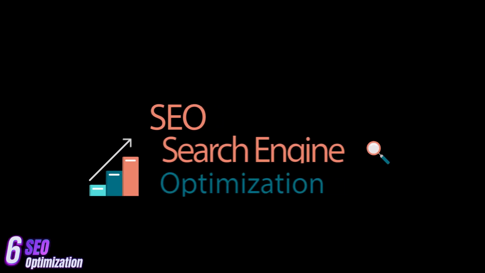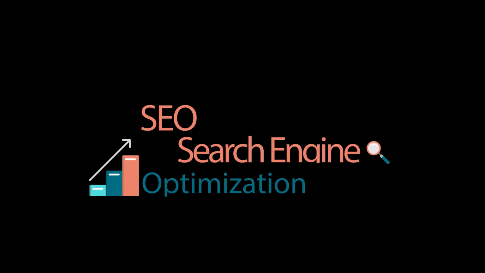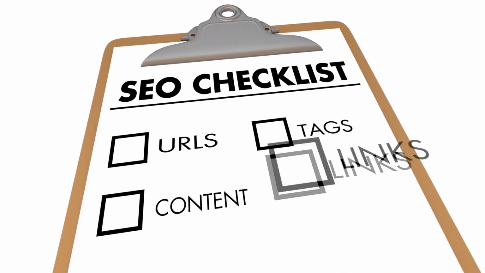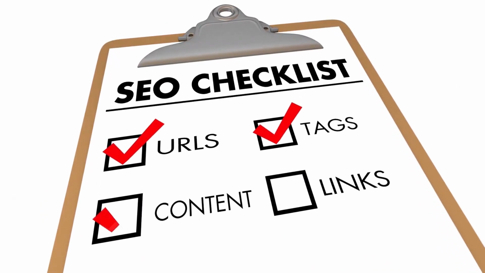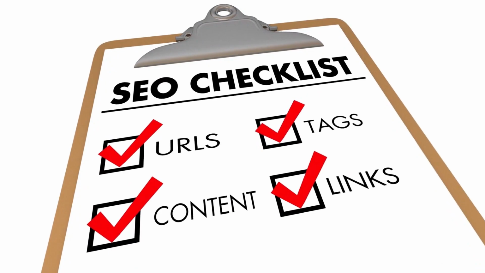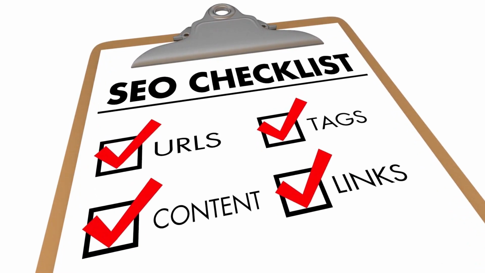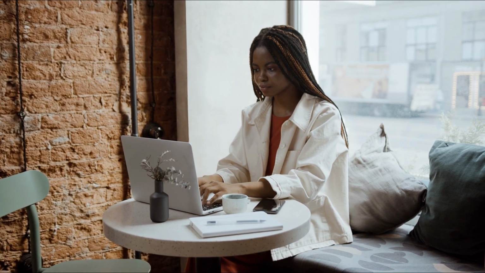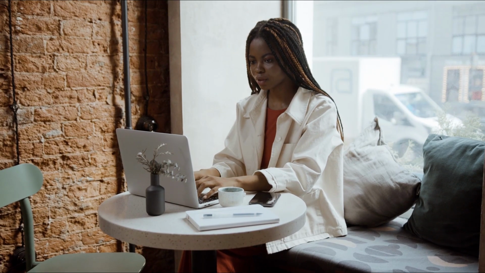Number 6. SEO optimization. SEO optimization involves optimizing your content for search engines. Incorporate relevant keywords, write effective meta descriptions, and ensure your website's technical aspects are search engine friendly. By improving your blog's visibility in search results, you'll attract organic traffic and expand your readership.